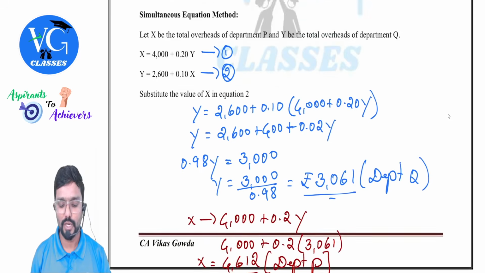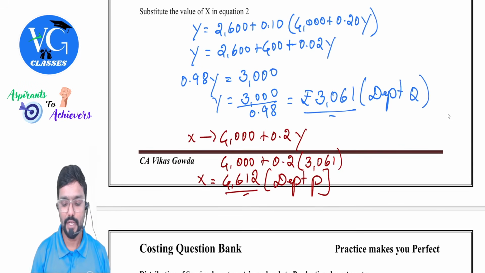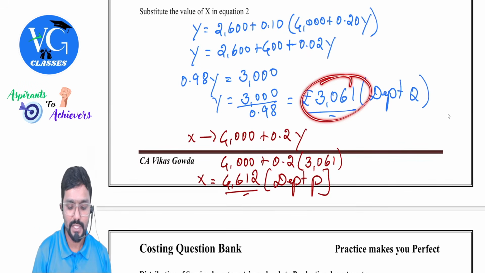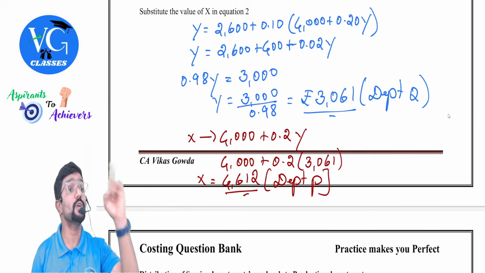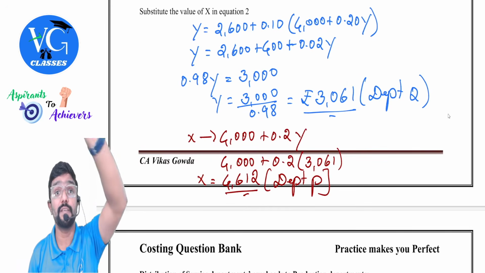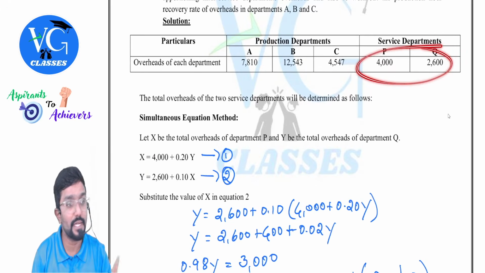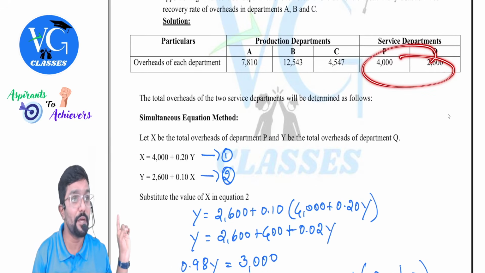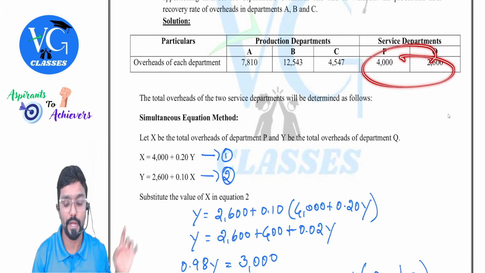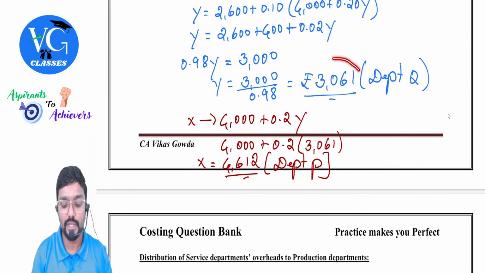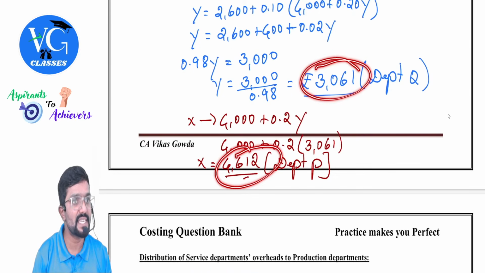Next, sir, we have got the total cost of Department P and Q. How much, sir? 3,061 and 4,612. Total cost after considering the service given by each other. Clear? Yes. Please be careful. This figure and that figure will not match because this is before reapportionment. Okay. Yes. So we have got 3,061 and 4,612.